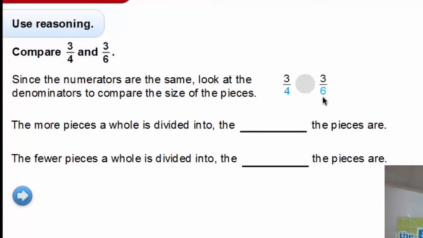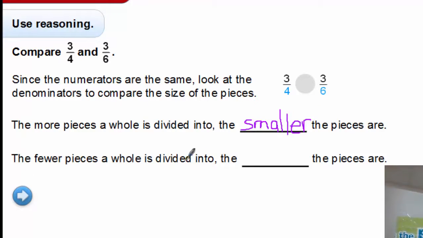How do you compare the 6ths to the 4ths? There's more 6, so they are smaller. So the more pieces that a whole is divided into, the smaller the pieces are. Just like Josh and those pizzas. If he shared those pizzas with 5 other friends, he'd get a bigger piece than if he shared it with 7 other friends. So the more people or the more pieces, the smaller the pieces are.